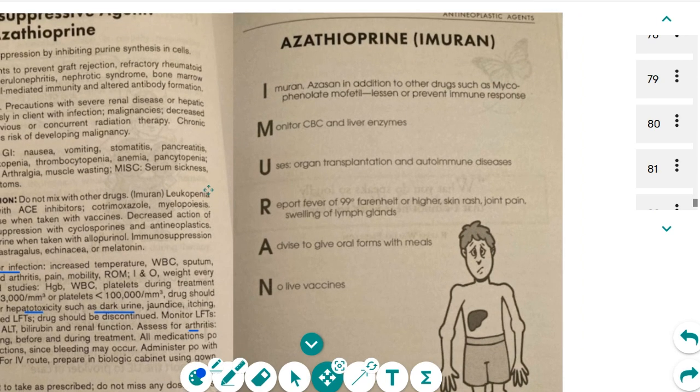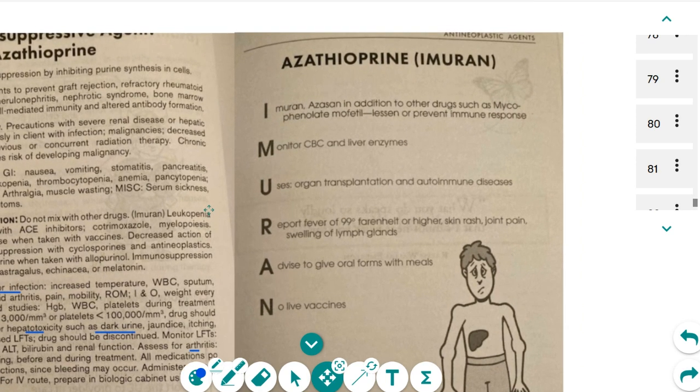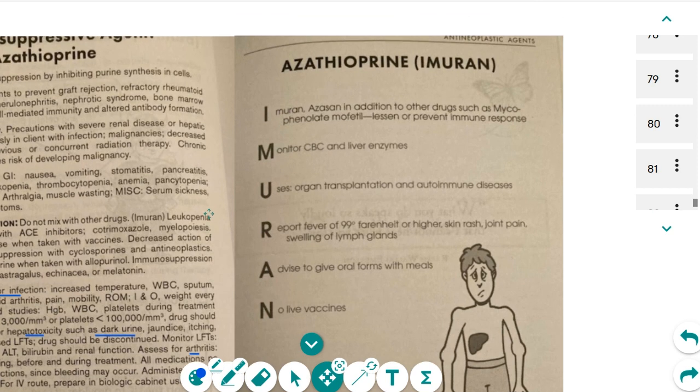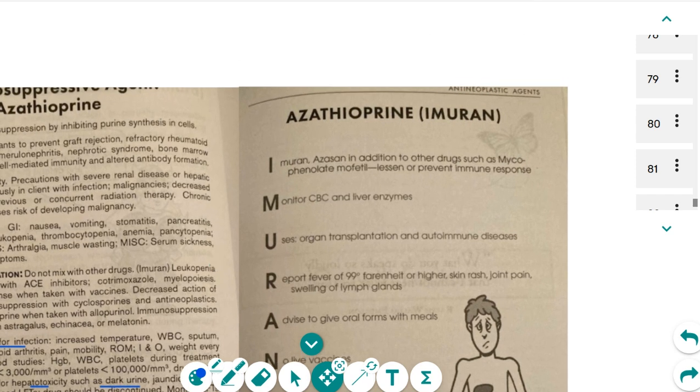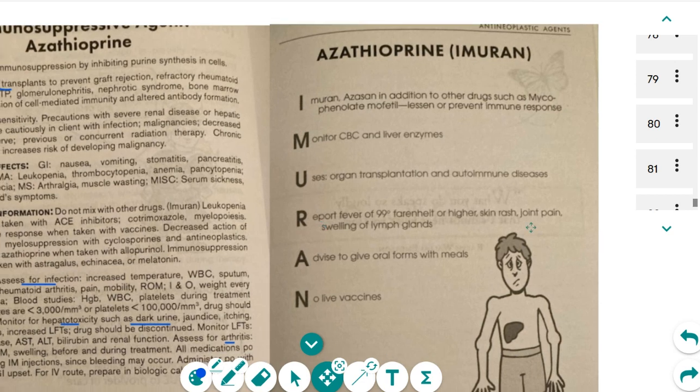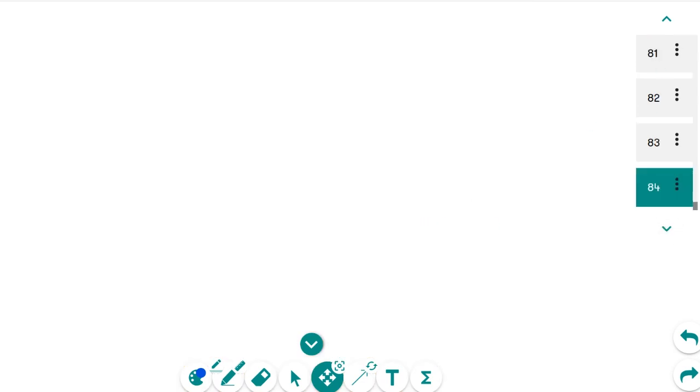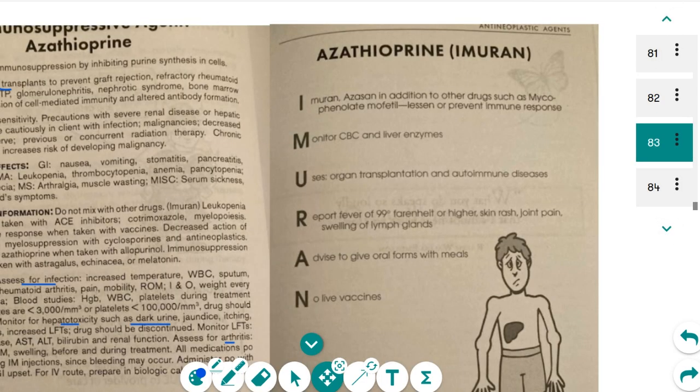Oral forms, give it with a meal. Monitor for fever, rash, lymph nodes, swelling, signs of infection. It's used for organ transplantation and autoimmune diseases. We're going to monitor their CBC, liver enzymes. And Imuron, in addition to other drugs, lessens or prevents immune response. All right. We got through that.